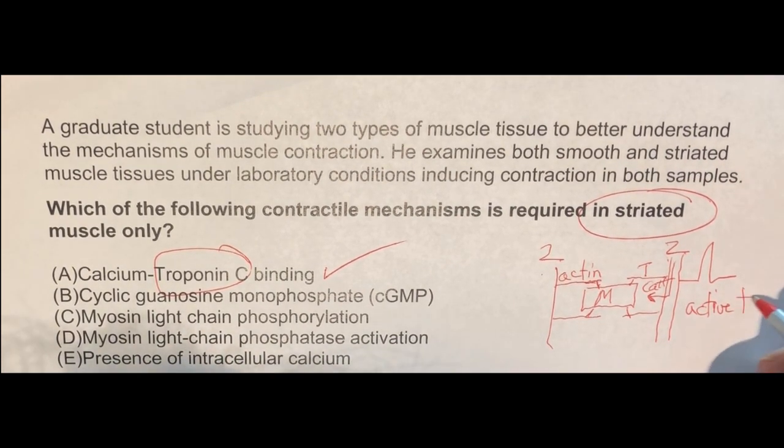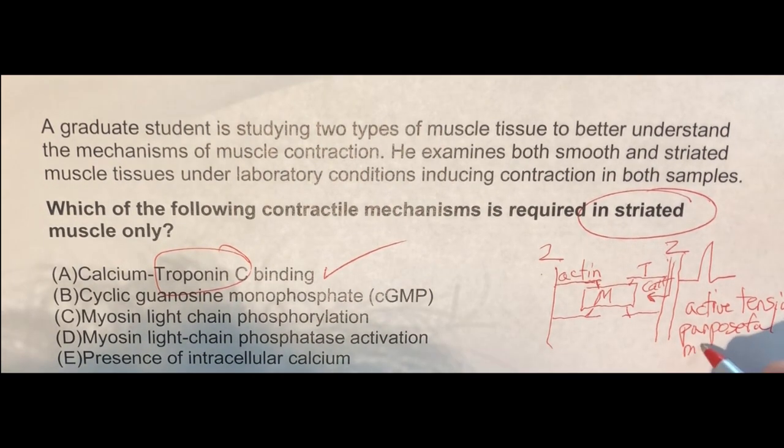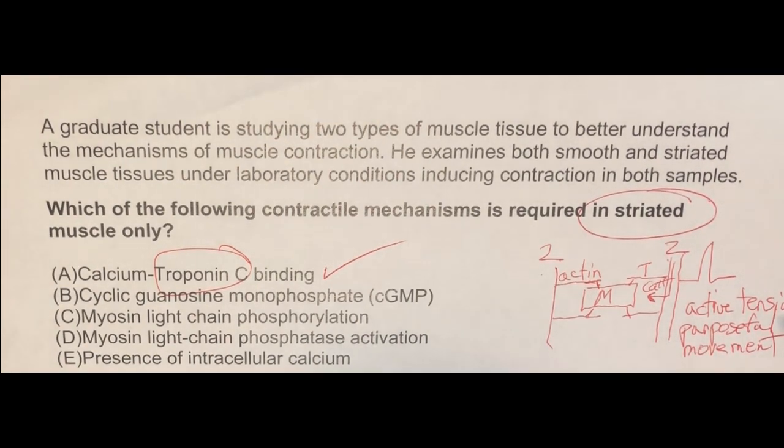Active tension. That's the tension we need for purposeful movement. When we're trying to actually lift a load, we call it purposeful movement. So we need that cross-bridging to occur, and according to the sliding filament theory, the Z lines will come closer together. This sarcomere will shorten, and that produces the active tension. So clearly we have calcium troponin C binding going on in the striated skeletal muscle.